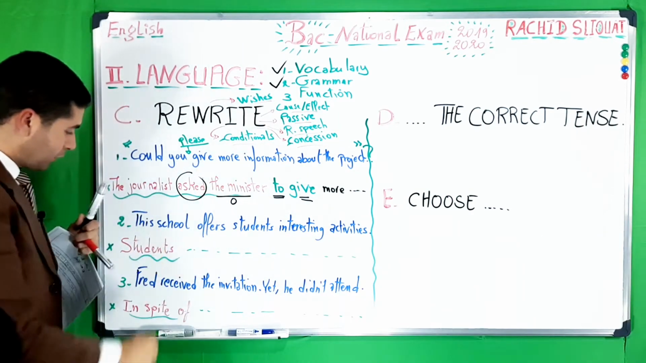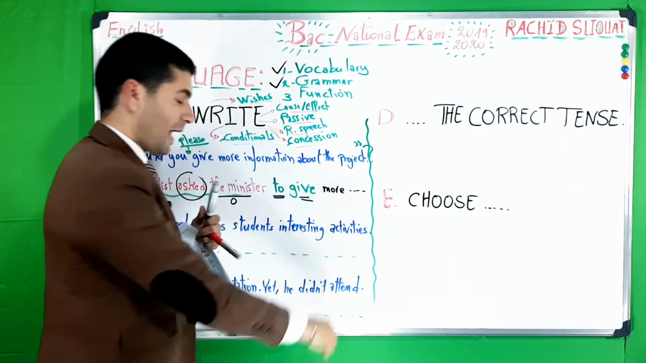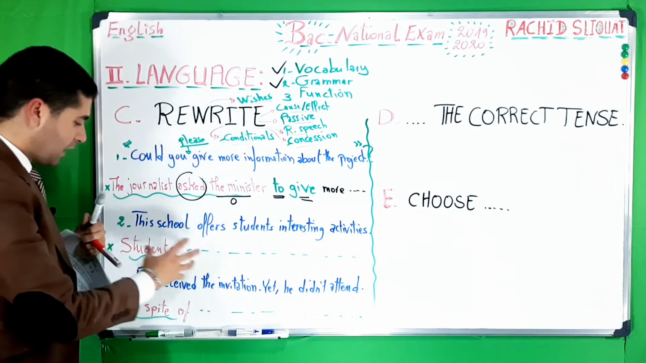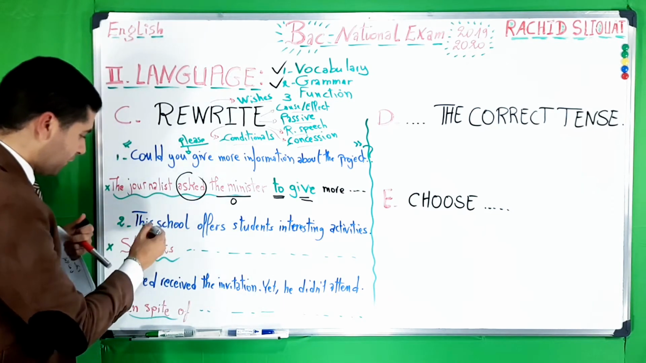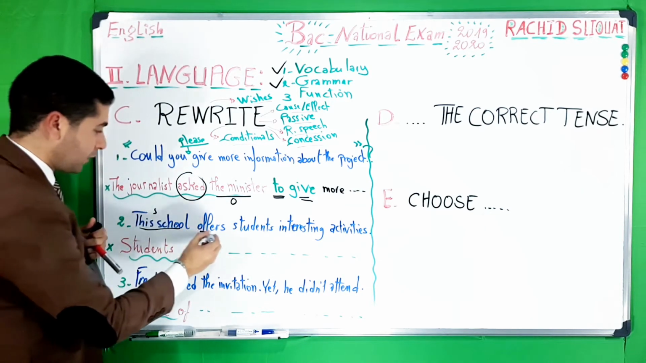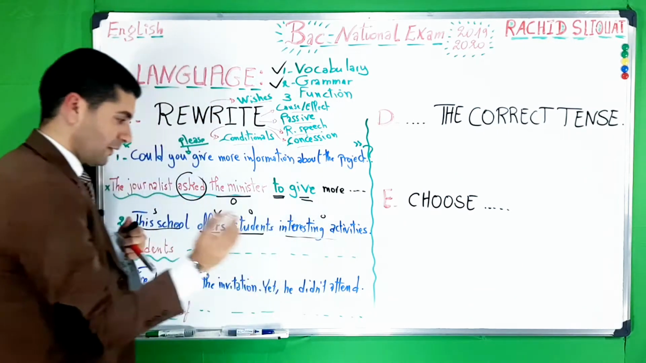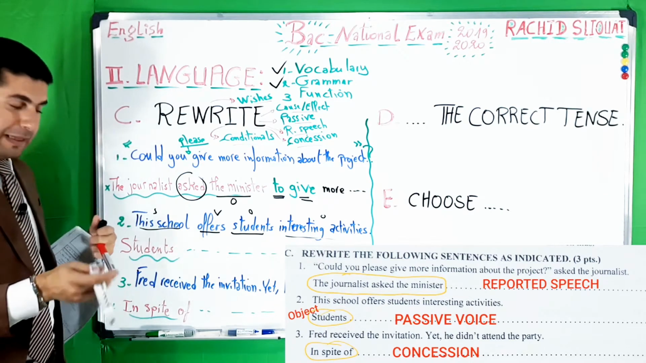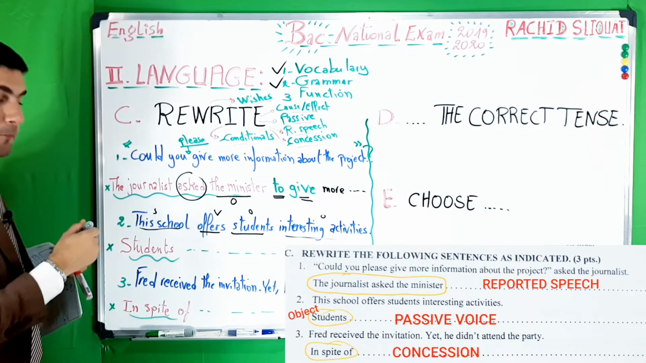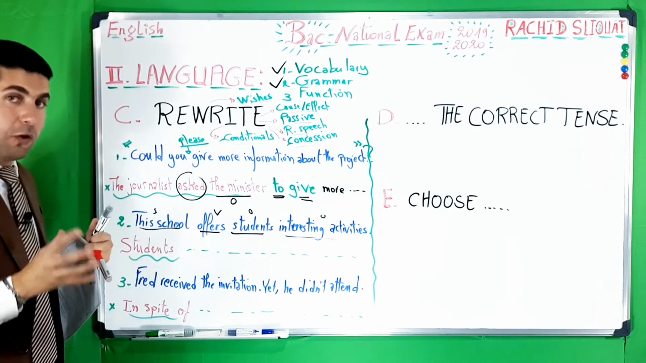If we go to number 2, "This school offers students interesting activities." They have here students. Now, what is students in the sentence? So here we have, as you can see, the subject, this is the verb, and this is the object. This is also an object, but it is not important. So they start with the object. So this means automatically here we are concerned with the passive. Why? Because they start with the object of the sentence.